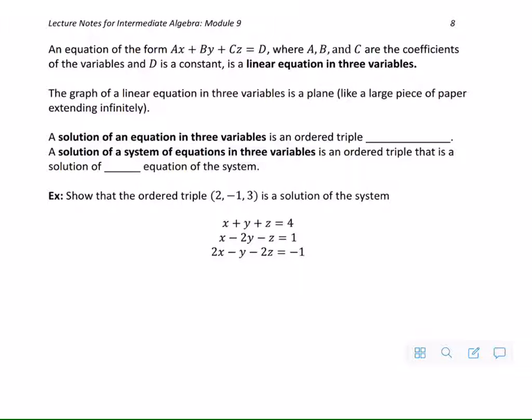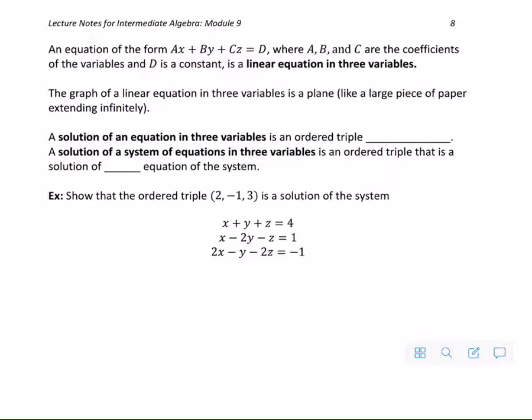Now, both of those techniques can actually be generalized to 3 by 3 systems. So let's talk a little bit about what we mean when we call a system a 3 by 3 system. An equation that has a third variable. Now, I've introduced another variable. We're going to call it z. ax plus by plus cz equals d, where a, b, and c are coefficients of the variables, d is a constant. This is called a linear equation in 3 variables.